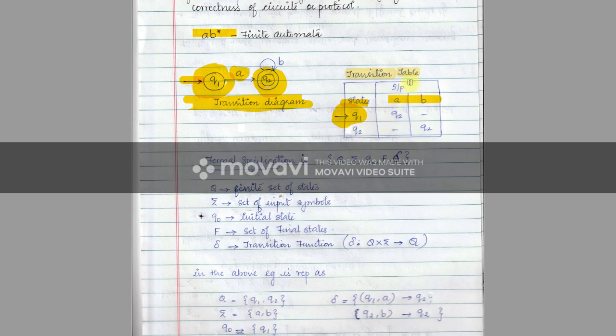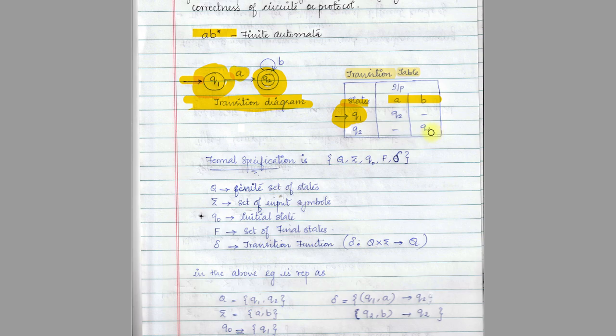And in Q2, I don't have any transition on input A, so I just leave the space. Then with input symbol B, I'm reaching the state Q2.